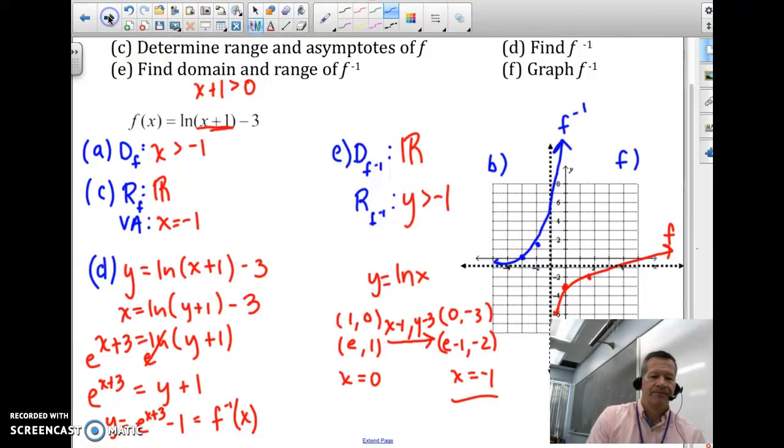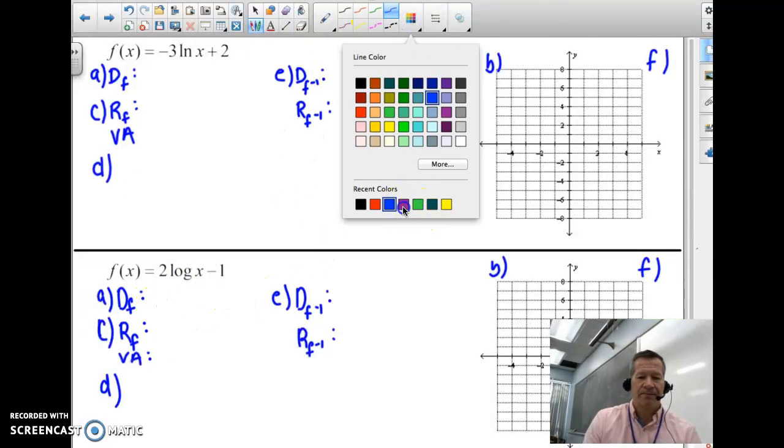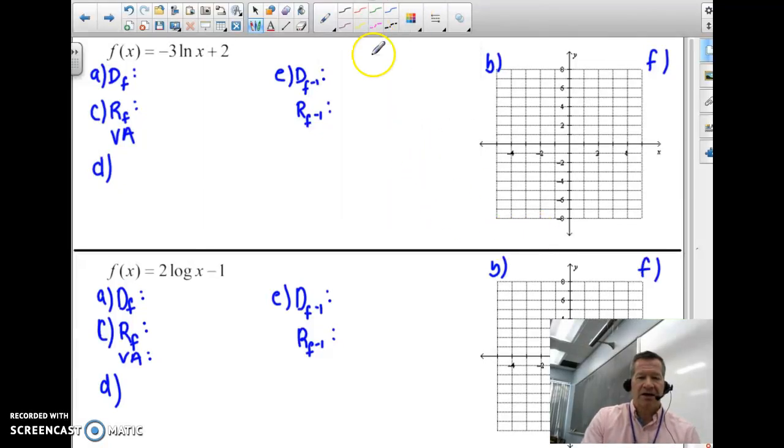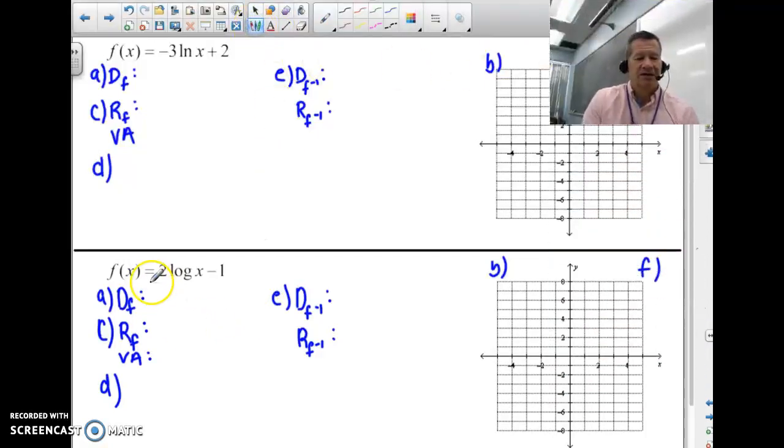Okay, let's try another one. Here's another natural log. Instead of doing another natural log, let's try a common log over here. So let's go right here, and let me move my face. Still has a red arrow on it. Okay, so domain of this function. Well, you notice here I'm just taking the log of x alone. So I know I can't take the log of a negative, or 0, so x has to be greater than 0. Let's try to graph this.